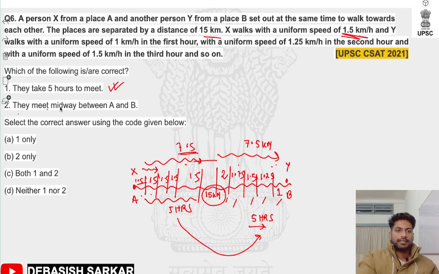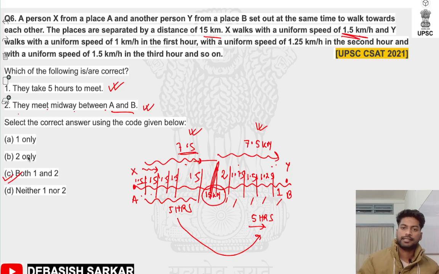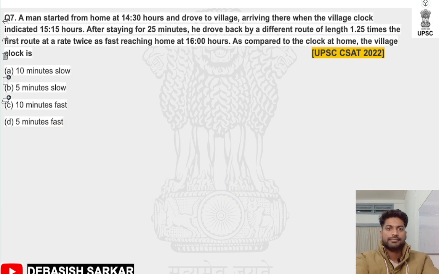So they take 5 hours to meet. The midway between A and B, yes, it's the midway because this person walked 7.5 and this person walked 7.5. So it is the midway. So both the options are correct. Okay, समझ में आ गया? Both the statements are correct. चलो, easy one. Next question. Okay, I'll keep this one as a hold. Okay, now hold. We'll be solving this one at last.